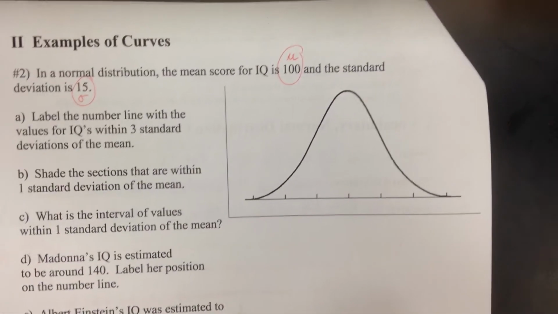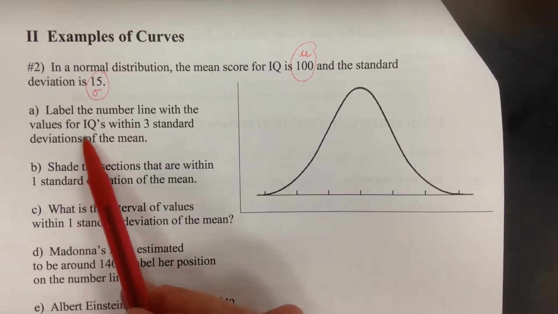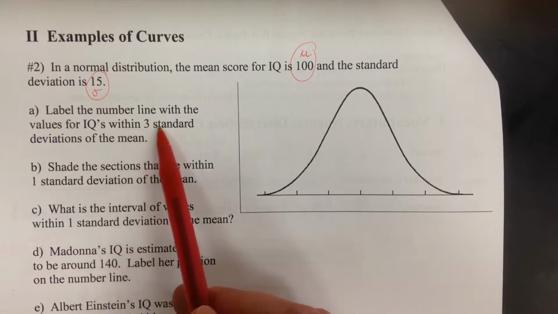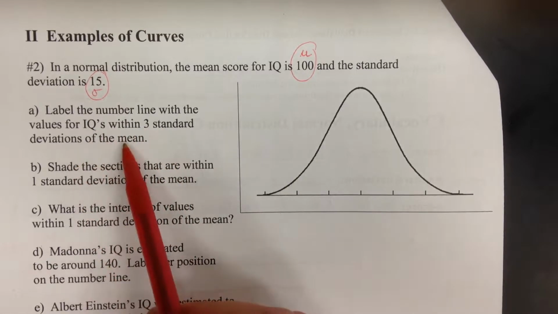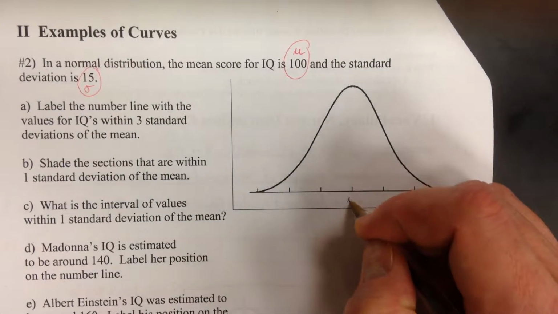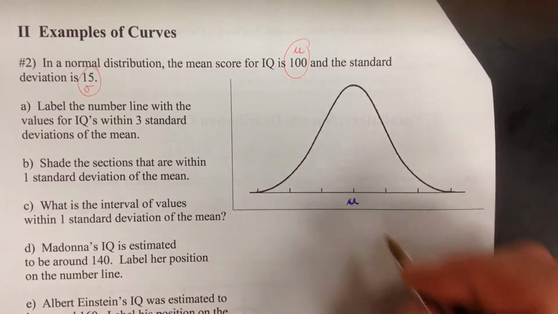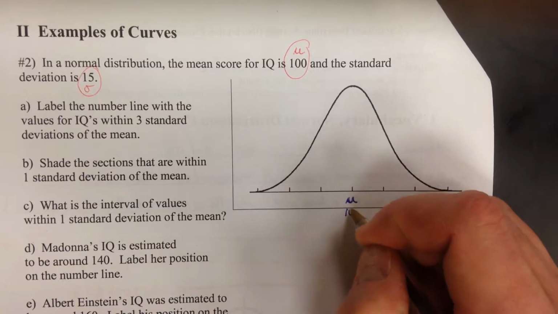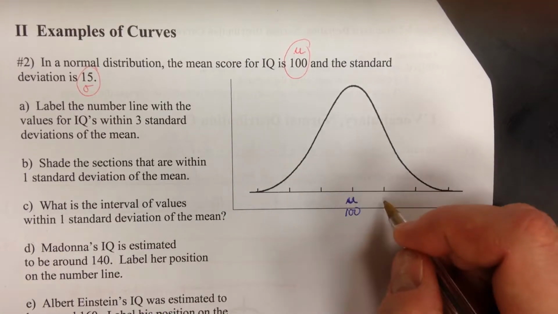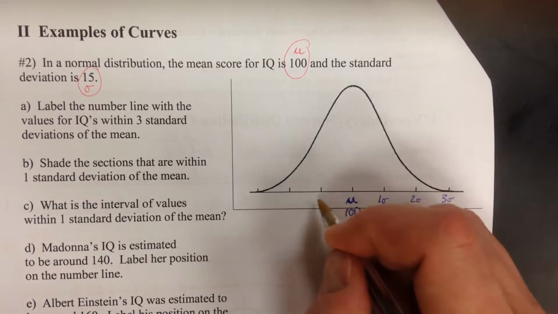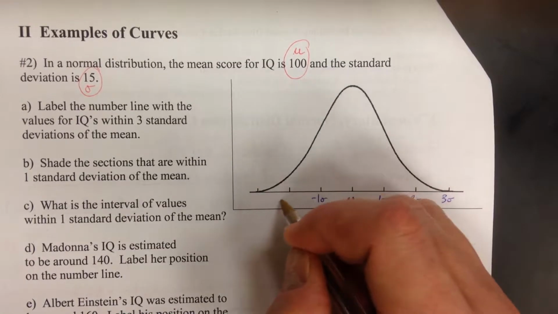So what we'll do here is, part A is label the number line with the values for IQs within 3 standard deviations of the mean. Remember that the mean is the number, in this case, the average is also the median, it's also the middle. So this is going to be the 100 right here. To the right would be positive standard deviations. To the left would be negative standard deviations.